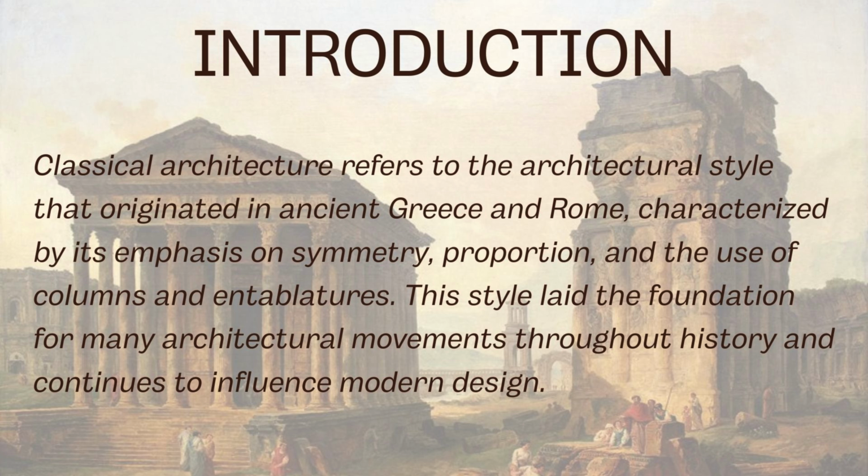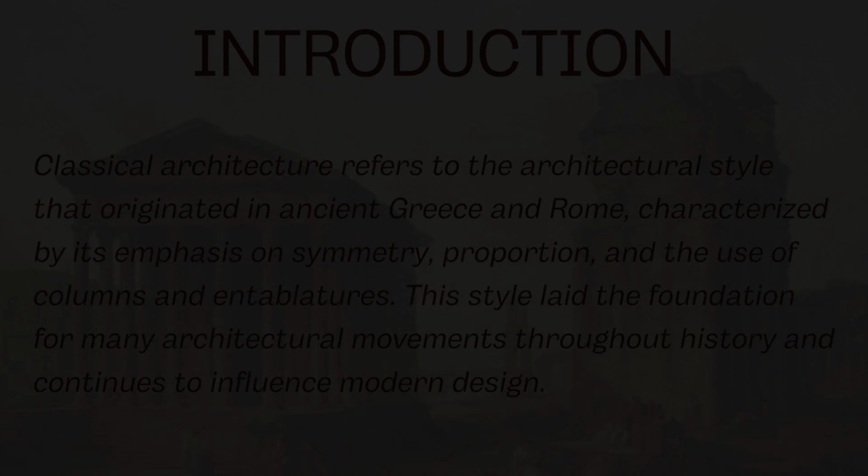Classical architecture refers to the architectural style that originated in ancient Greece and Rome, characterized by its emphasis on symmetry, proportion, and the use of columns and entablatures. This style laid the foundation for many architectural movements throughout history and continues to influence modern design.